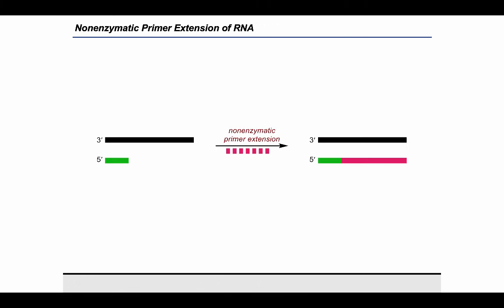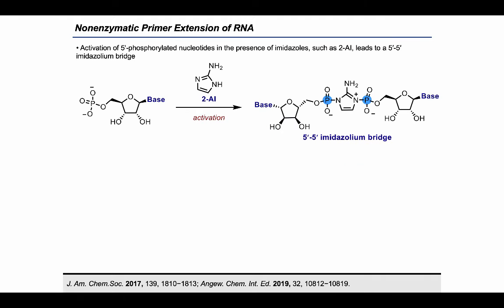Another approach to RNA oligomerization is that of non-enzymatic primer extension. Here, you take a short piece of RNA, a primer, which is complementary to part of a longer sequence. If activated nucleotides are added to this mixture, non-enzymatic copying of a sequence can occur. Recent work in the Szostak group has shown that the presence of 2-amino-imidazole, 2AI, can greatly increase the yields of RNA extension through the formation of a 5' imidazolium bridge species.